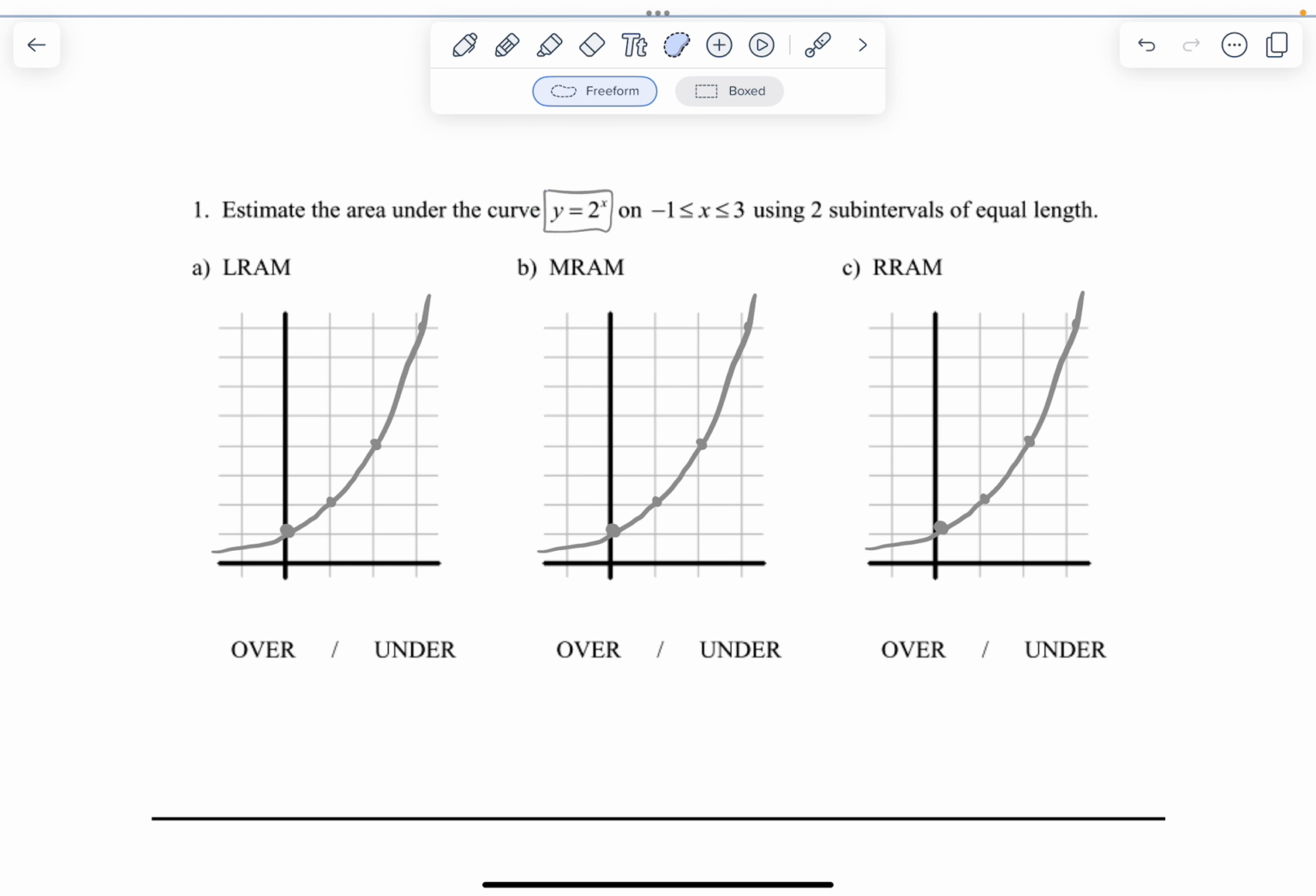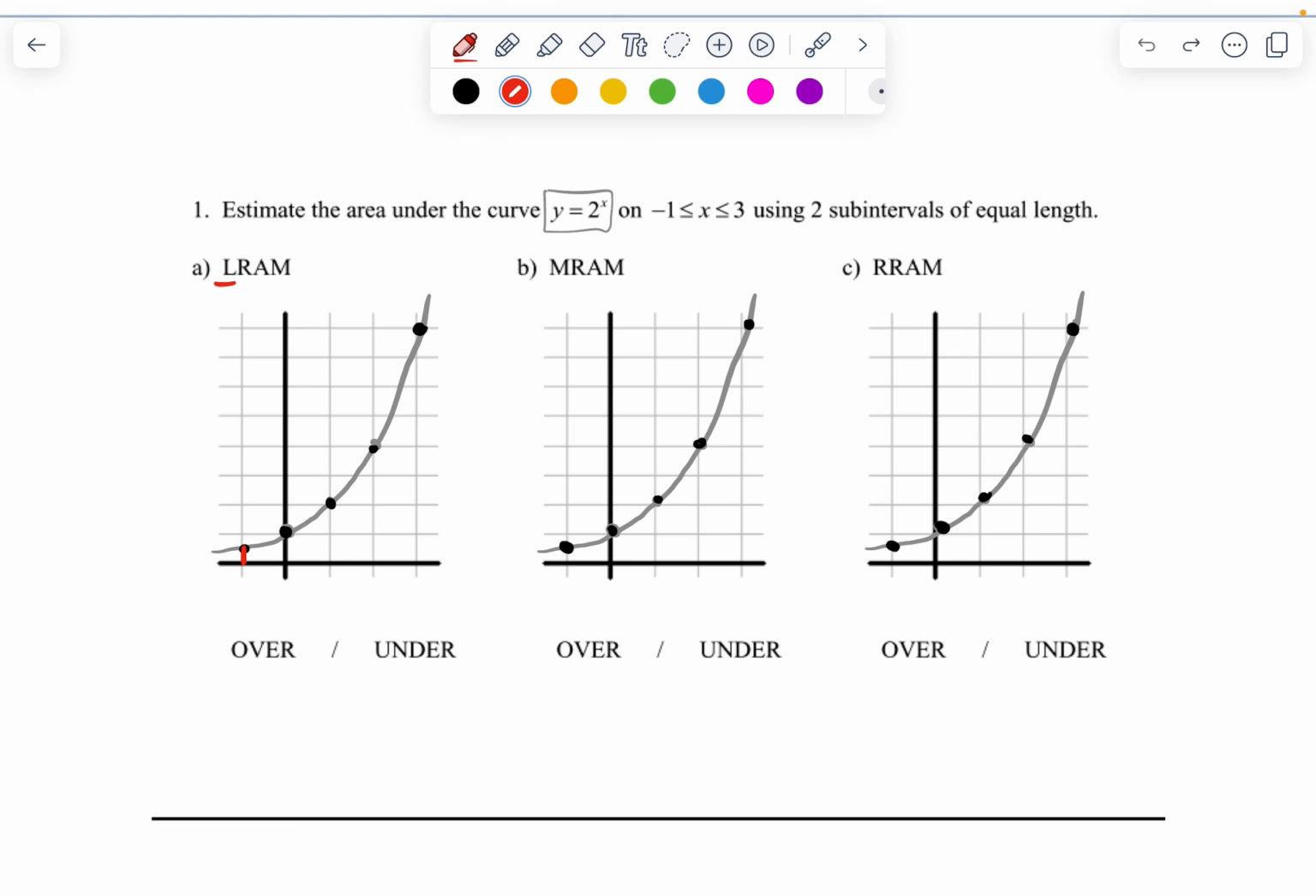All right, and it wants you to practice using LRAM and MRAM and RRAM. So LRAM means that your rectangles have to touch the leftmost points. So that would be from -1 to 3, great. So from this -1 point all the way to the 3 point. Okay, awesome. So at -1, it has to touch the left point, which makes this rectangle.